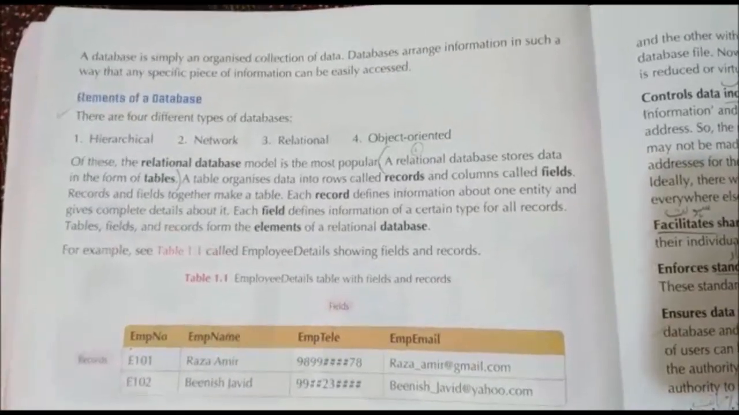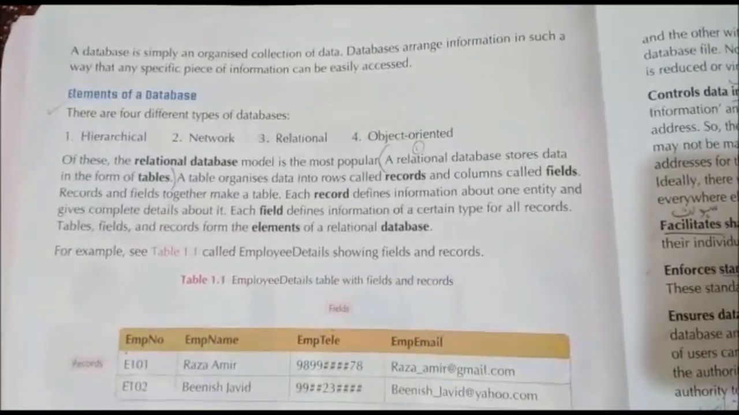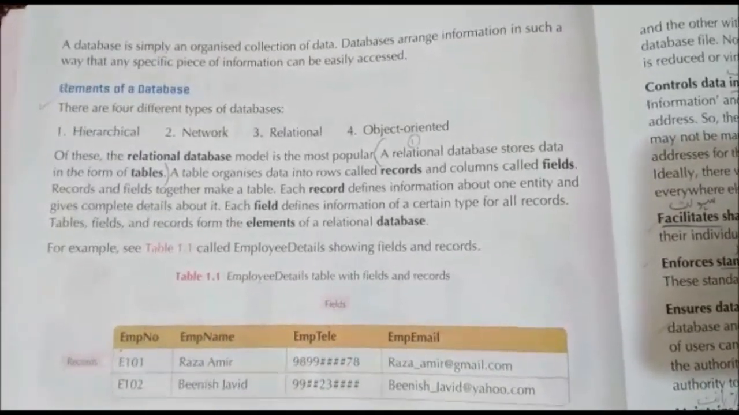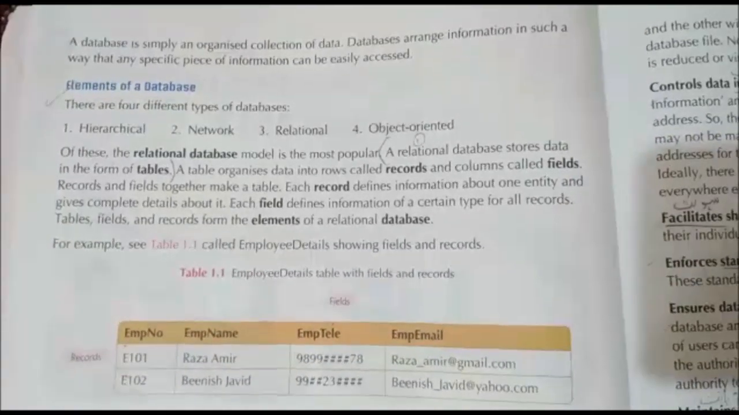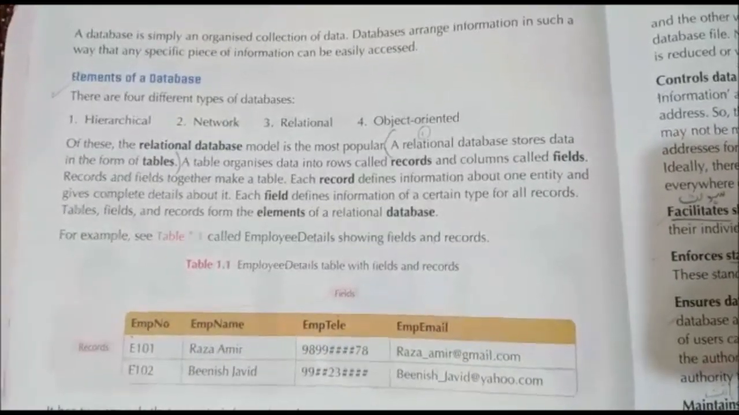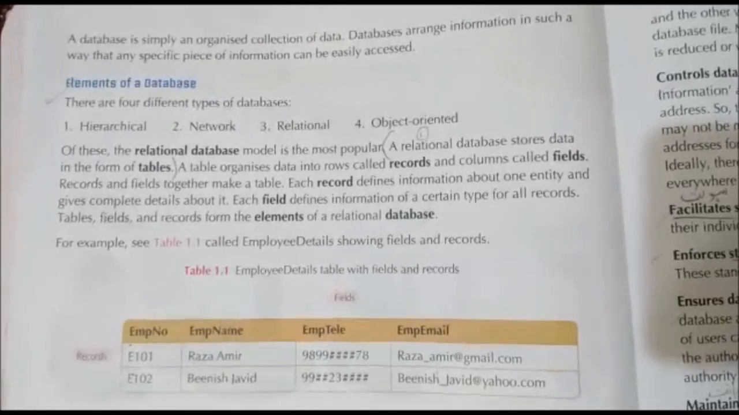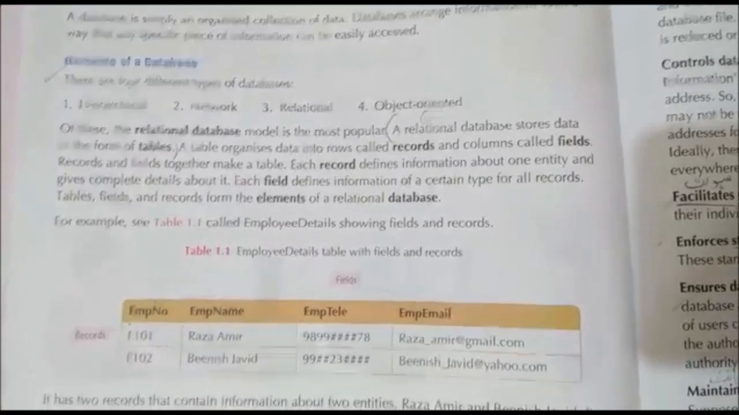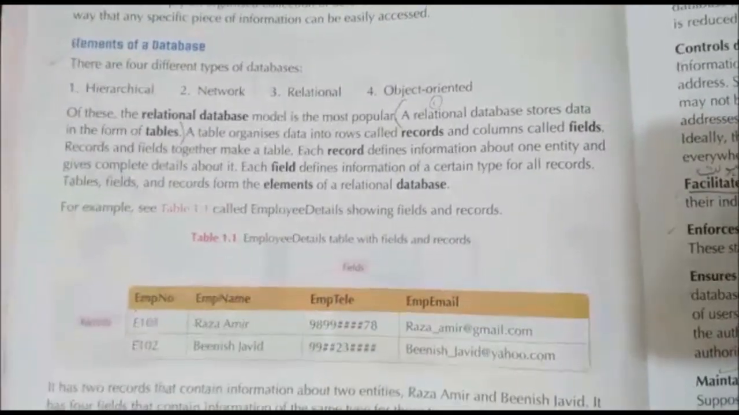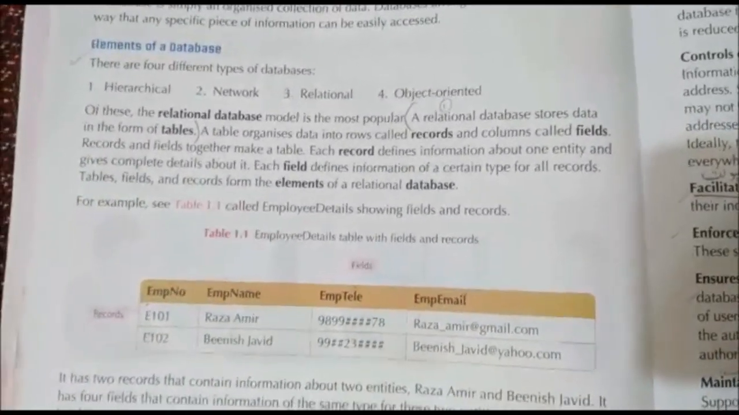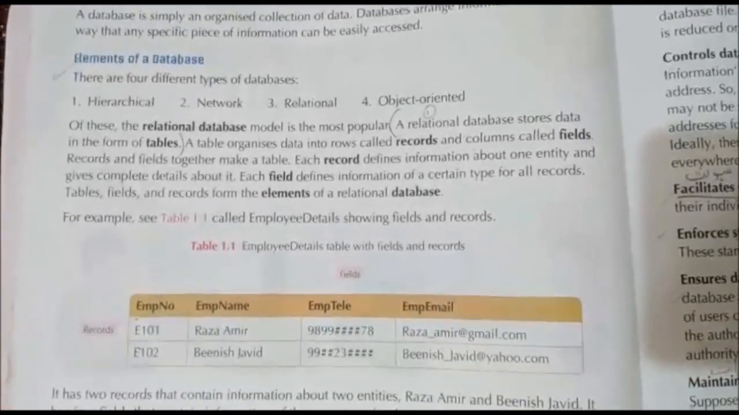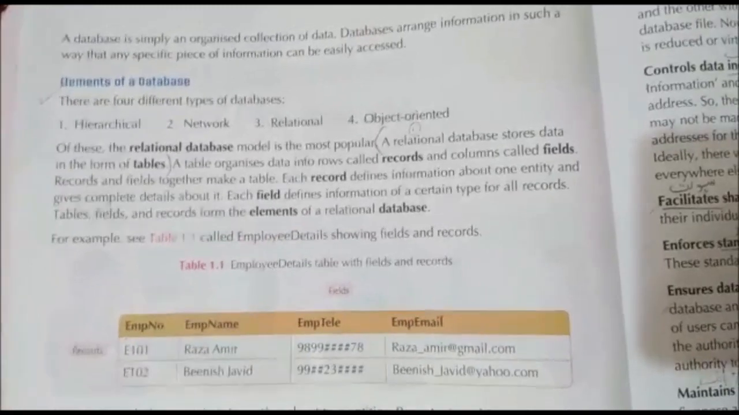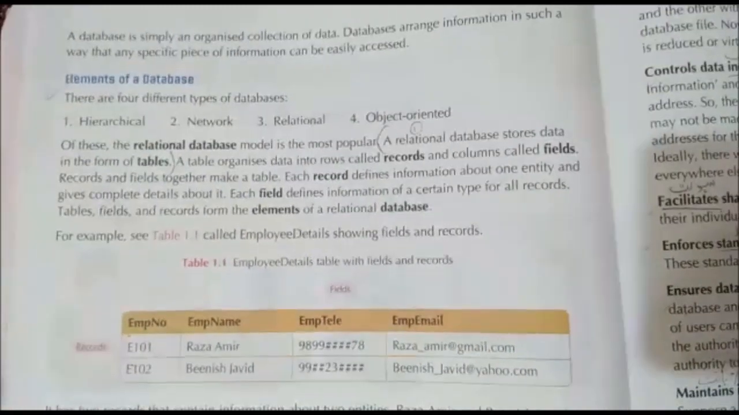On page number 2, we have different elements of database. There are 4 different types of databases. Number 1 hierarchical, number 2 network, number 3 relational, and number 4 is object oriented. But in this chapter, we are going to study about a relational database model because it is the most popular database. A relational database can be made in the form of tables in which the columns are called fields and the rows are called records.